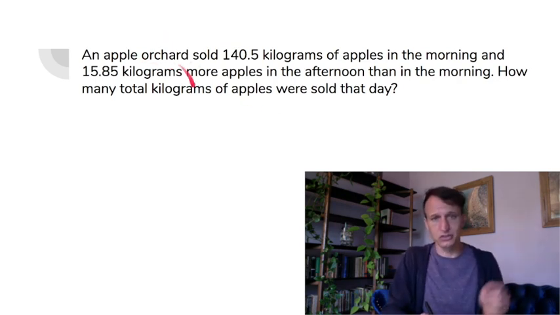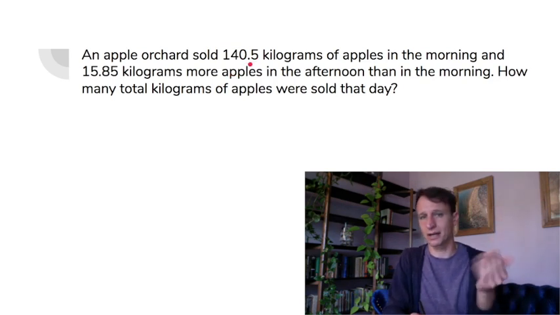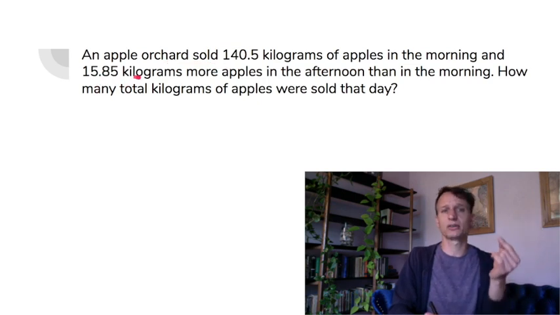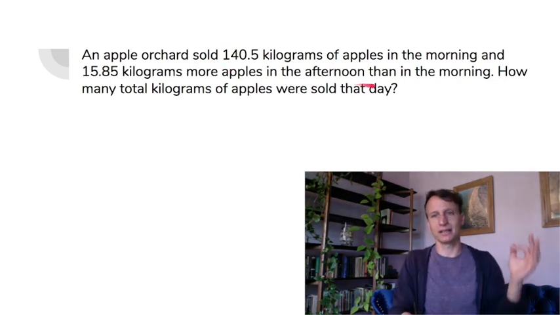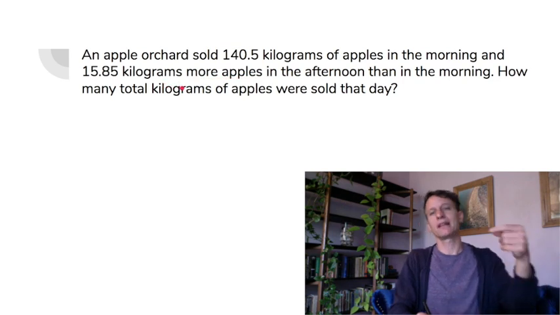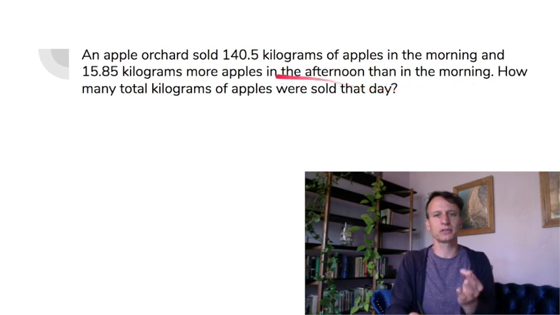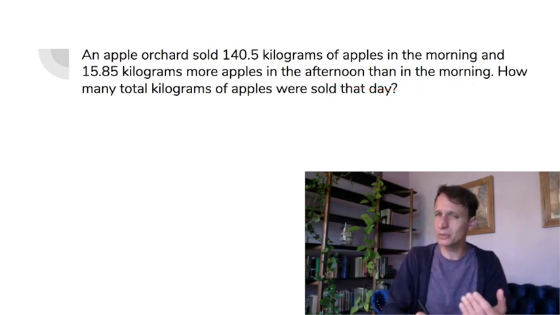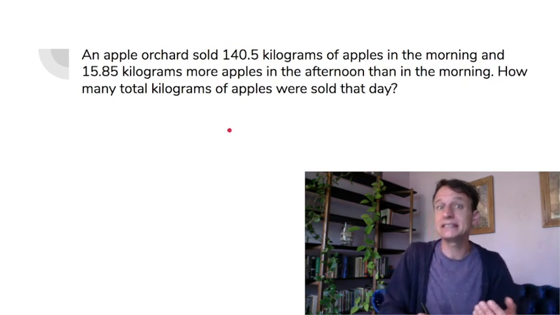An apple orchard sold 140 5/10 kilograms of apples in the morning and 15 85/100 kilograms more, keyword there, apples in the afternoon than in the morning. So that much more. That's not the total they sold in the afternoon, that much more in the afternoon than in the morning. The wording's important here. How many total kilograms of apples were sold that day? So again, we are putting two things together. How do we have a comparison here? Yes, to say this is more than that is comparing.